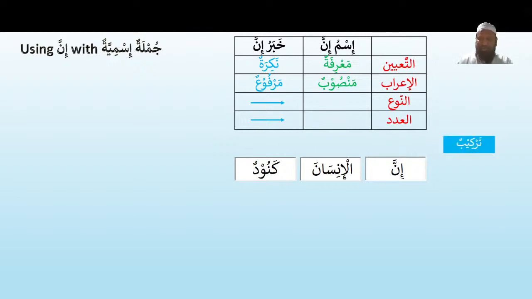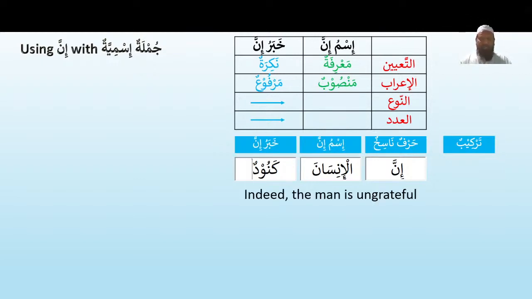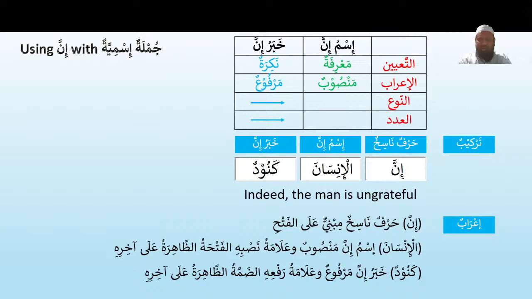Let's look at the tarkib, exactly the same. Inna harfun nasikhun. Al-insana ismu inna. Kanudun khabru inna. Translation: indeed, man is ungrateful. Indeed, the man is ungrateful. اعراب: إن حرف ناسخ مبني على الفتح. الإنسان اسم إن منصوب وعلامة نصبه الفتحة الظاهرة على آخره. كنود خبر إن مرفوع وعلامة رفعه الضمة الظاهرة على آخره.